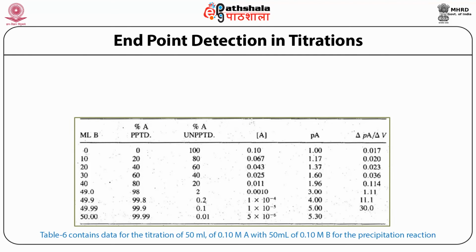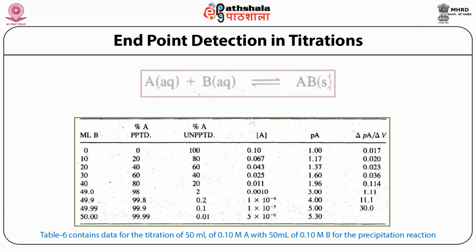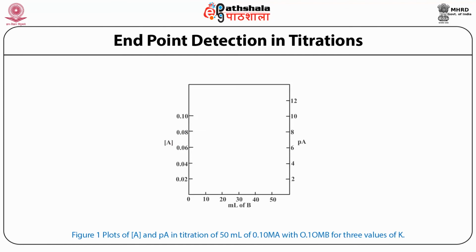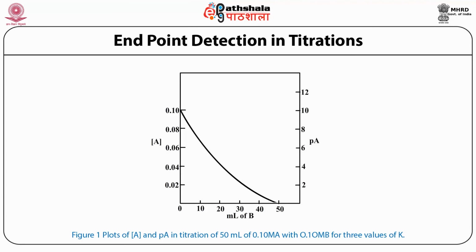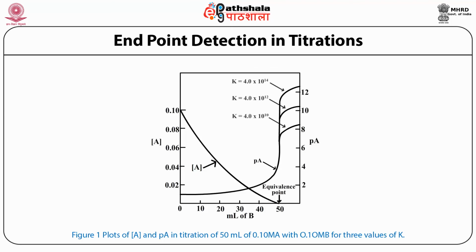Here again, this table contains data for the titration of 50 ml of 0.1 molar A with 50 ml of 0.10 molar B for the precipitation reaction. The reaction is A aqueous plus B aqueous forms the precipitate AB in the solution, and the values are depicted here. The figure shows the plot of concentration of A and the different dissociation constants of titration at different values of titration of 50 ml of 0.1 molar A with 0.1 molar B for 3 values of K.